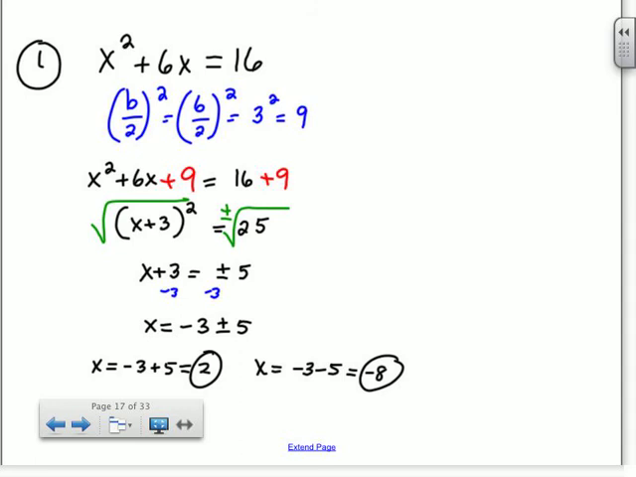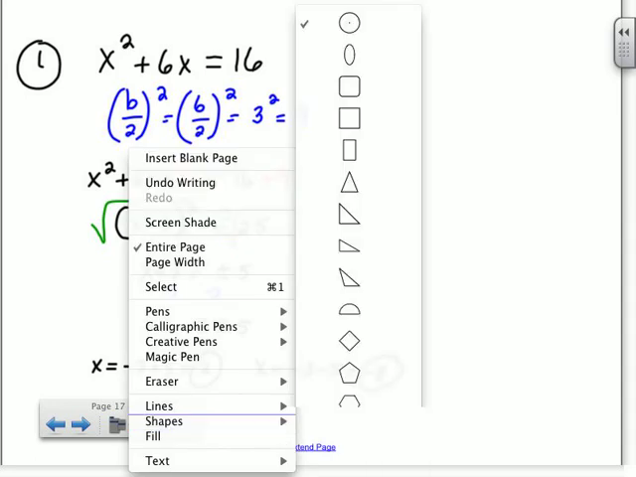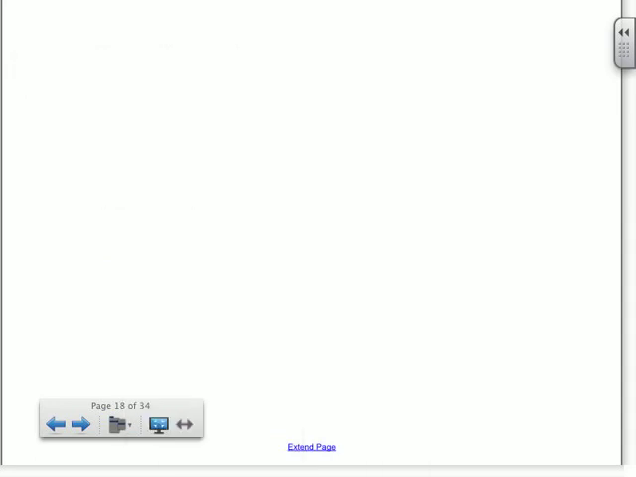I'm going to try a couple more. All right, so let's try a square root one. So let's try x squared minus 2x minus 2 equals 0. So the first thing I want is all my x's on one side, all the numbers on the other side, so I'm going to add the 2 over. So now it's in that form I want.